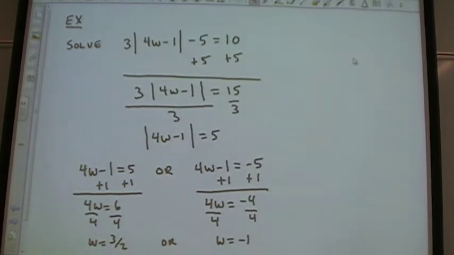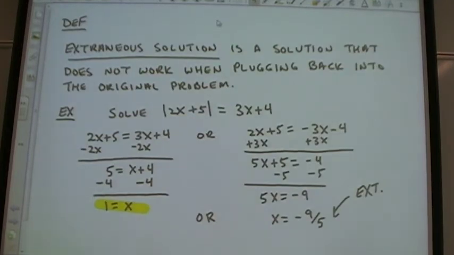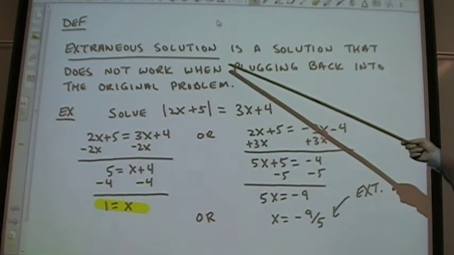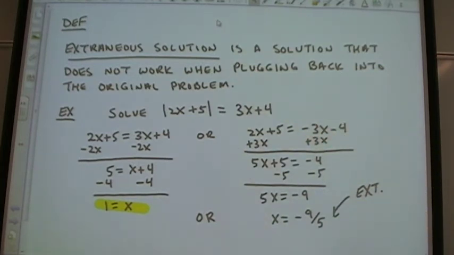Now there will be some cases where one of them doesn't work, or both of them might not work. So that's why it's important to check your answers. If you come up with a solution and that solution doesn't work when you plug it back in, then that number is considered extraneous. That's an extraneous solution. So write down this definition. An extraneous solution is a solution that does not work when plugging back into the original problem.